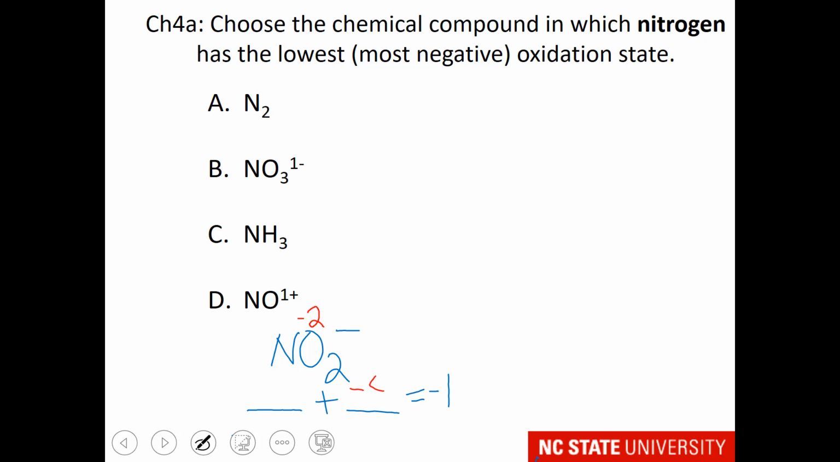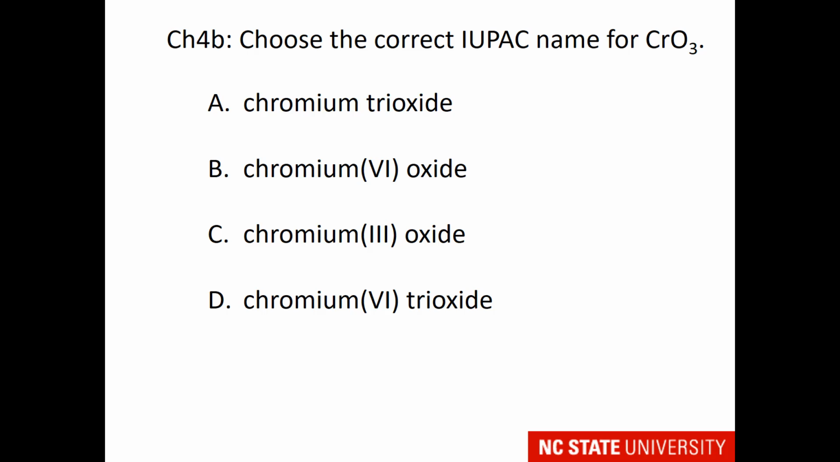So that gives us a -4 for both oxygens, which means, solving the math, the nitrogen has to be a +3 oxidation state. This next one also requires some knowledge of the oxidation state rules and other things. We want to know the IUPAC name for chromium with 3 oxygens.